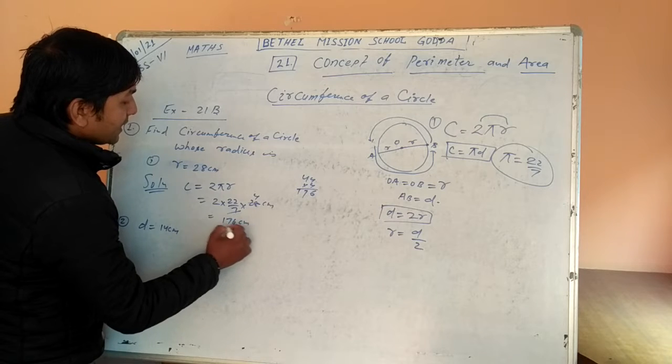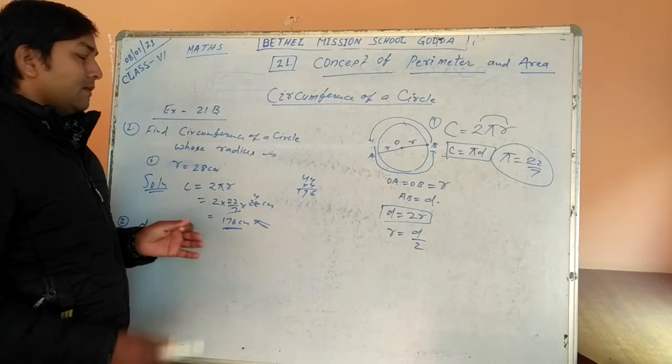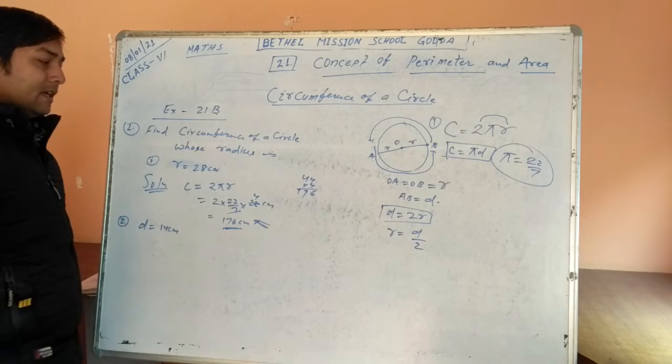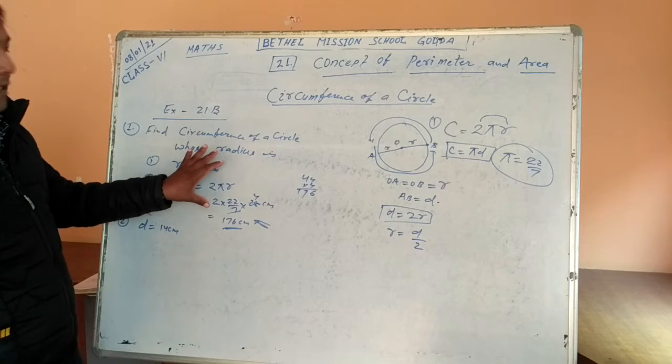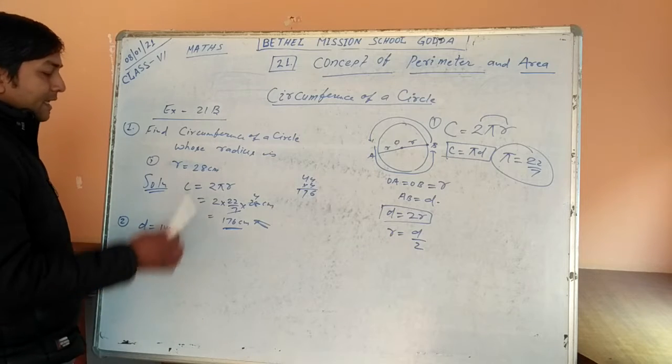176 centimeter is the circumference of the circle. First number answer. Okay, and second number, diameter is given here. There are a few more examples given. You can do that yourself. Here, second number question, diameter is given.